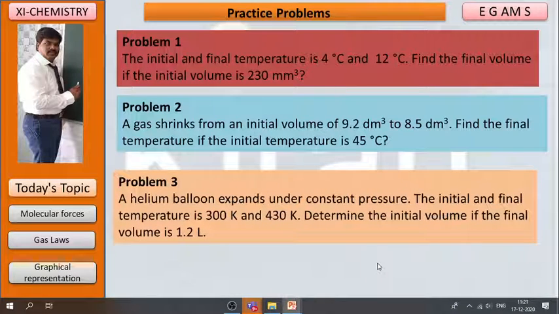Problem 3. A helium balloon expands under constant pressure. The initial and final temperatures are 300 K and 430 K. Determine the initial volume if the final volume is 1.2 liters. In this case also 2 temperatures they have given, 300 K, 430 K. And the final volume V2 they have given, 1.2 liter. You have to find out V1 in this case.